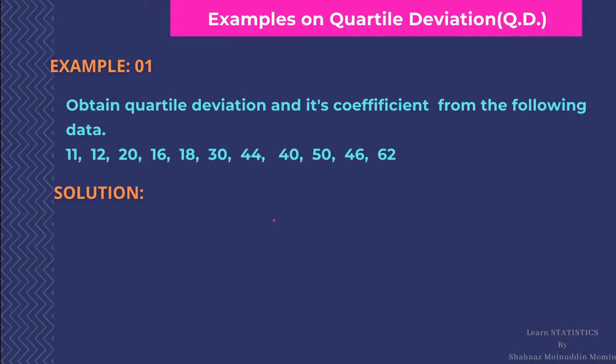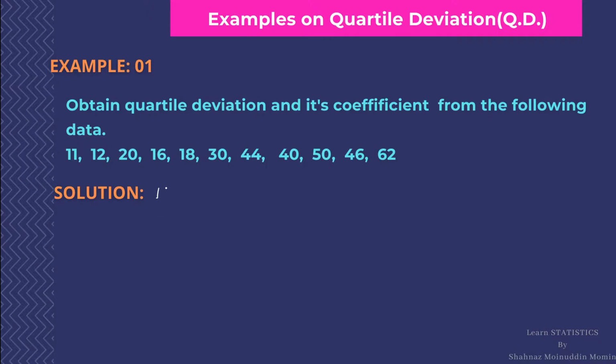For obtaining the quartile deviation, we have to obtain the first and third quartile. So we shall start with finding the first quartile, which is denoted by Q1. To obtain the first and third quartile, first we have to arrange the data in ascending order of magnitude. So let me arrange the given data in ascending order of magnitude. Ascending order means start from the smallest value, then go to the next highest value, like that up to the maximum last value. So the smallest value in our data is 11.